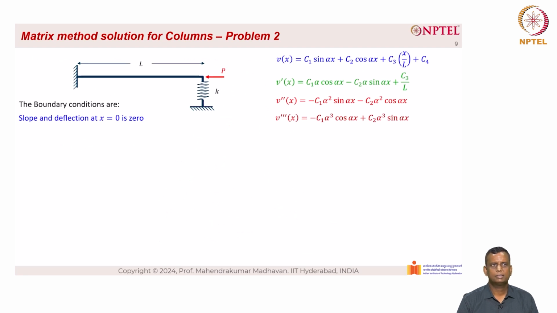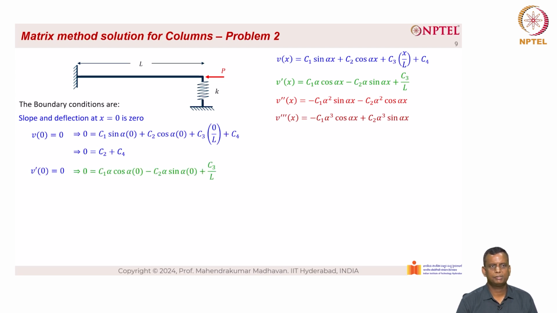Now the boundary conditions are the deflection and slope at x equal to 0. So V of 0 is equal to 0. When we substitute, we get 0 equal to C1 sin alpha 0 plus C2 cos alpha 0 plus C3 into 0 by L plus C4, which gives the equation 0 equal to C2 plus C4. The second boundary condition is that slope is 0, which is V dash of 0 equal to 0. Substituting, we get 0 equal to C1 alpha cos alpha 0 minus C2 alpha sin alpha 0 plus C3 by L, which indicates 0 equal to C1 into alpha plus C3 by L.